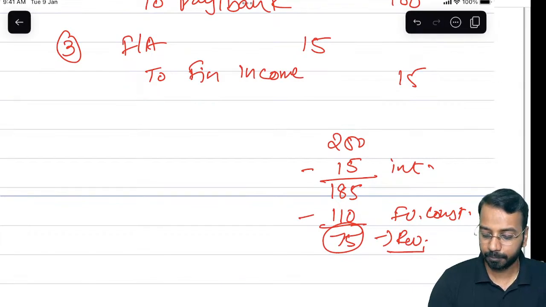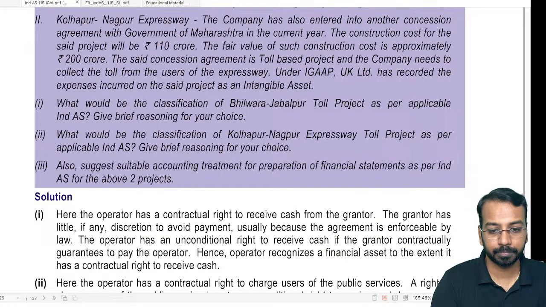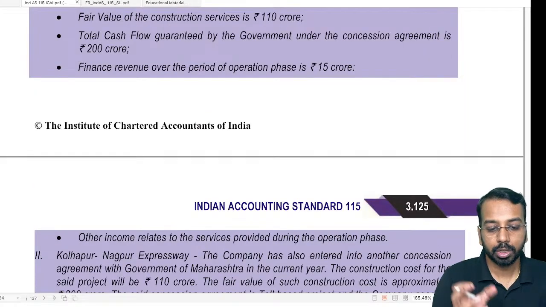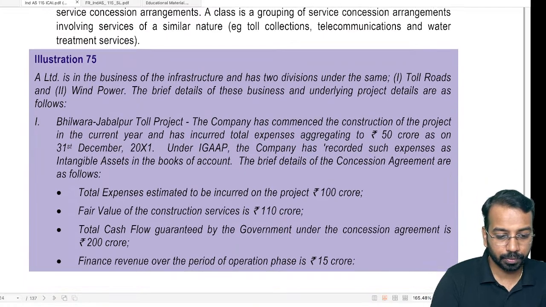Now, two or three things here. First, the total cash flow guaranteed. I'll show you in the notes itself.